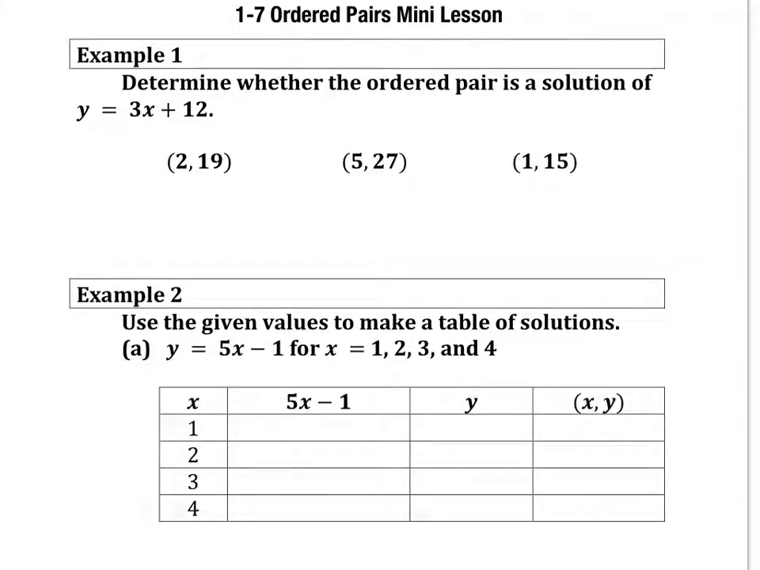Hi everyone, today's mini lesson is 1-7, ordered pairs. The first example, we're going to determine whether the ordered pair is a solution of y equals 3x plus 12.